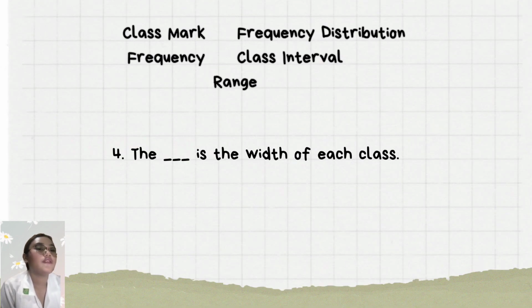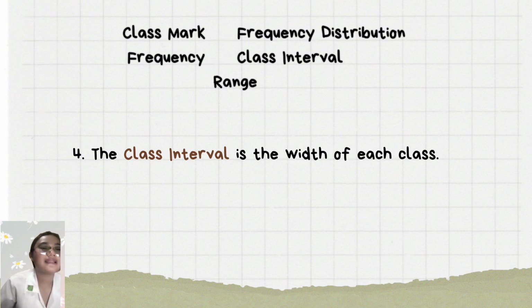Next, the blank is the width of each class. Oh, okay. Miss Nathaniel Charis. Okay. The class interval. Very good. The class interval is the width of each class. Remember, guys, this will come out in our exam or quiz.